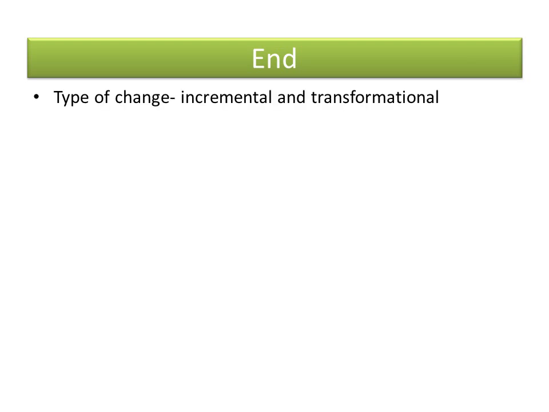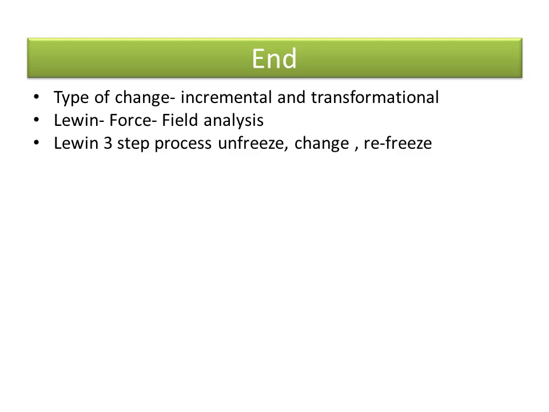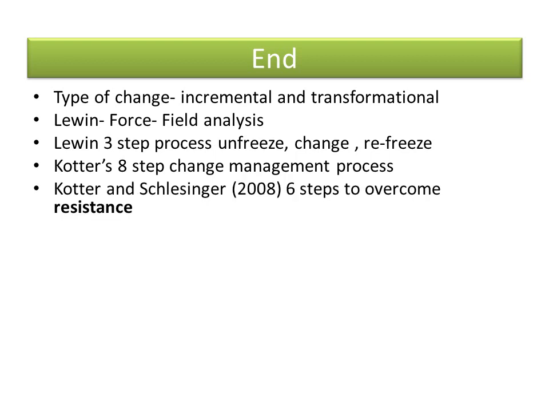So this is the last slide in this presentation, and we'll just do a quick recap. We've looked at types of change from incremental to transformational. We've looked at the Lewin force field analysis model. We've looked at Lewin's 3-step process of managing change, which is unfreeze, change, refreeze. We've looked at a very useful Kotter's 8-step change management process. We've looked at Kotter and Schlesinger's 6 steps to overcome resistance.